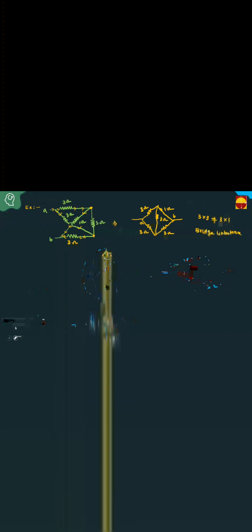Now tell us what is the final answer? What is R equivalent? Then 1 ohm and 3 ohm are in series. This is 4 ohms. This is 2 ohms. 4 ohm and 2 ohm are in parallel. This 1 ohm is in series. 1 plus 2 in parallel with 4. 1 plus 2 into 4 by 2 plus 4. How much do you get?